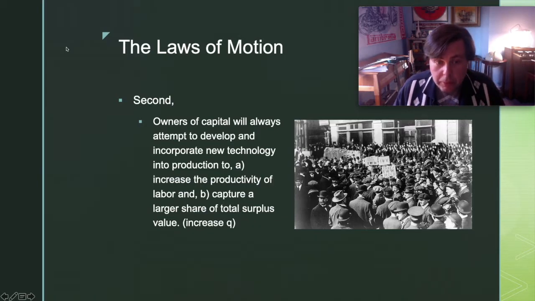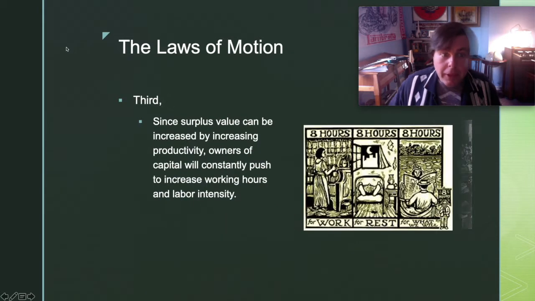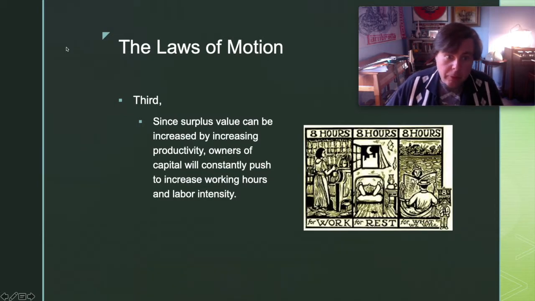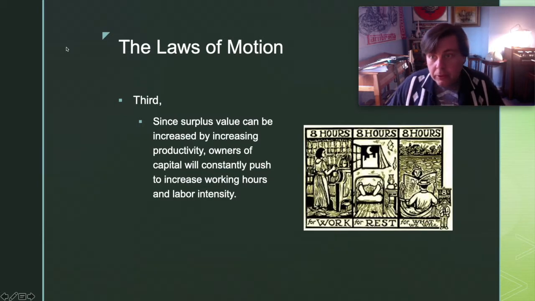Marx saw capitalism as really an engine of technological development and of economic growth, as a tremendous vehicle of economic growth. The short version of this second law of motion is that firms want to develop and incorporate new technology so that they can get more productivity out of their workers and therefore capture more profit and surplus value from labor. So they do.